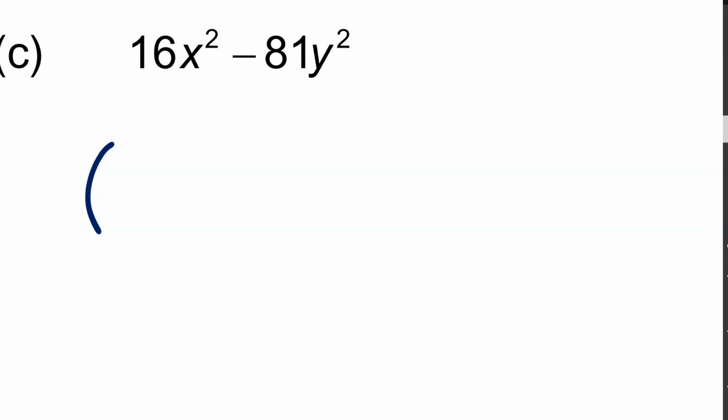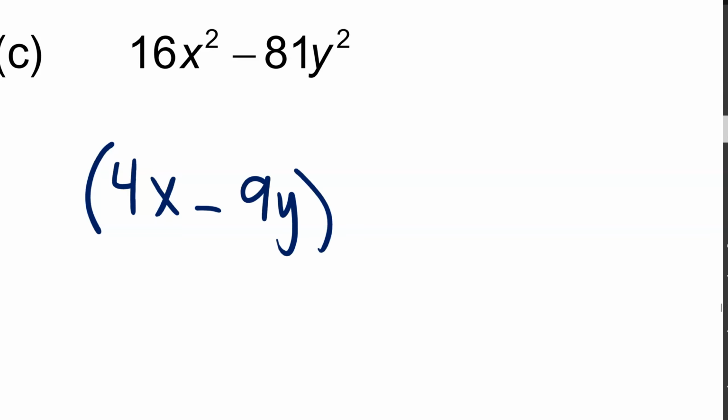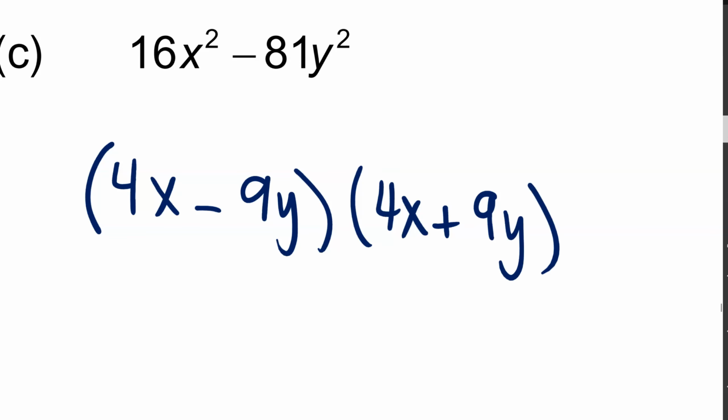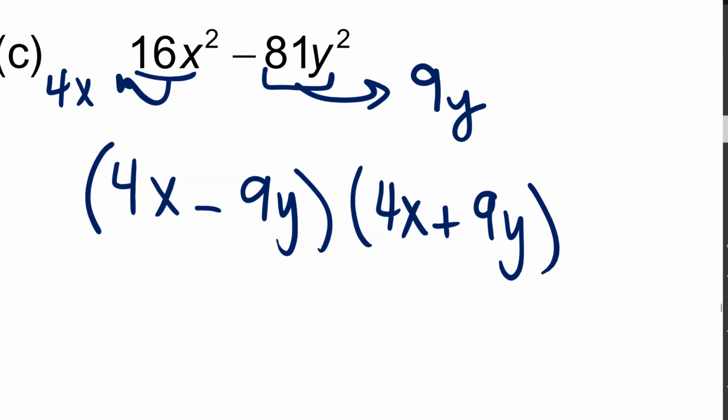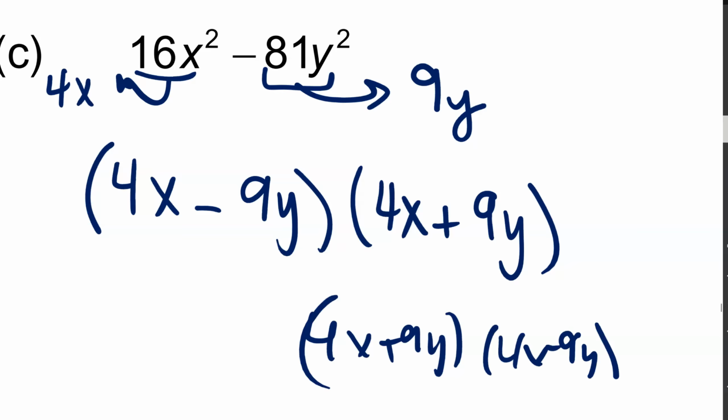So is it 4x minus 9y, 4x plus 9y? Because if you think about it, what times itself is 81? 9. What times itself is y squared? y. It doesn't matter the order. You can say 4x plus 9y times 4x minus 9y.